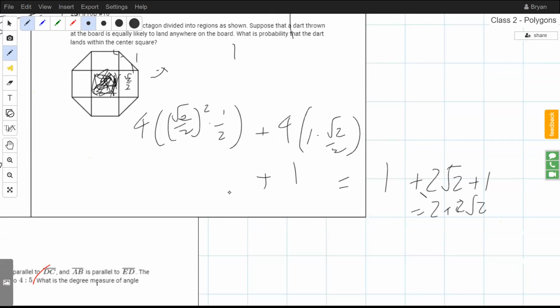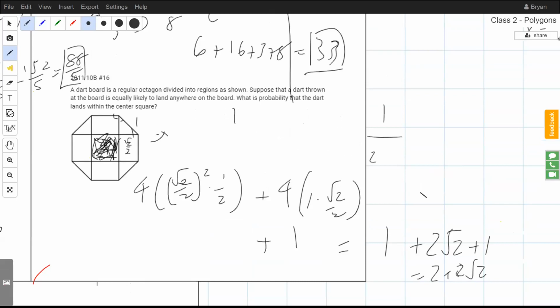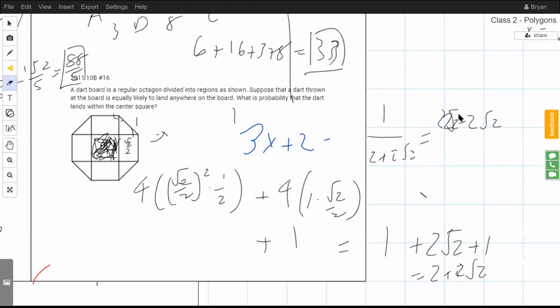Yes, so our ratio is going to be 1 over 2 plus 2 root 2, which is equal to 2 minus 2 root 2. No, I did that wrong. It's 2 root 2 minus 2 all over 4, which is root 2 minus 1 over 2.